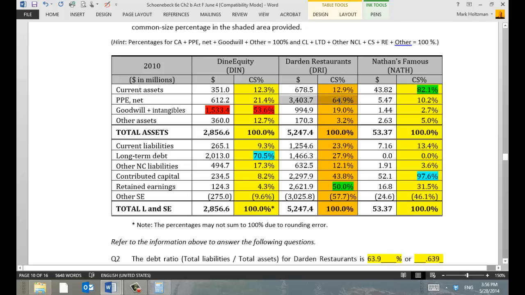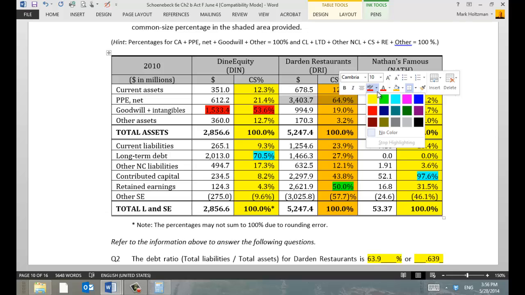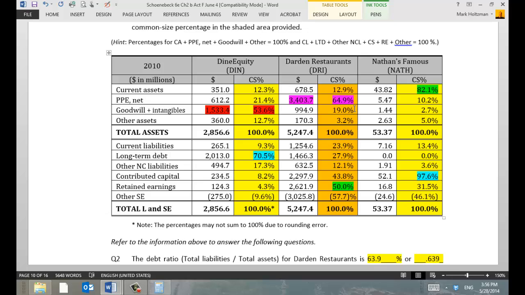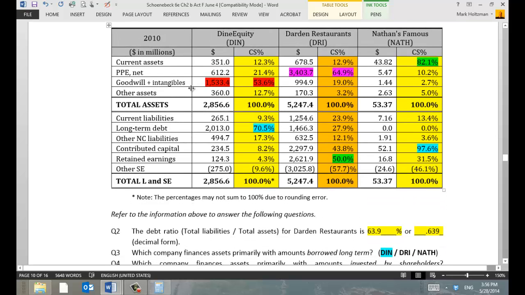Or look here, Darden has huge PP&E. Well, what's with that? I think Darden must own more of its buildings and stores, whereas Nathan's franchises and DineEquity does more franchising. Well, I think IHOP is not company owned, right? Now here, this goodwill is from when IHOP bought Applebee's. They had a huge amount of goodwill, and that's why their balance sheet here has all this.